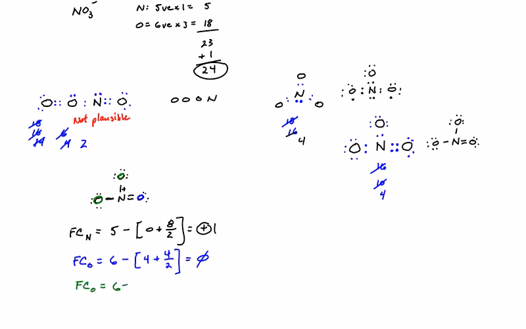Okay, again, we should have 6 valence electrons. Now remember, we're only going to look at one of the oxygen atoms, not both of them, when we're counting the number of electrons. So each one has a total of 6 non-bonding electrons. Each one has a total of 2 bonding electrons. So 6 plus 1 is going to be 7. 6 minus 7 is negative 1.